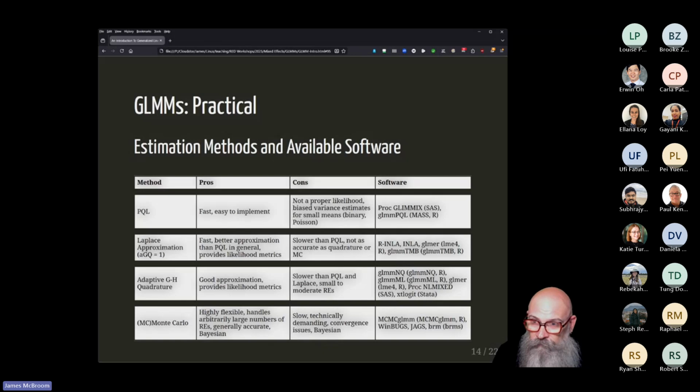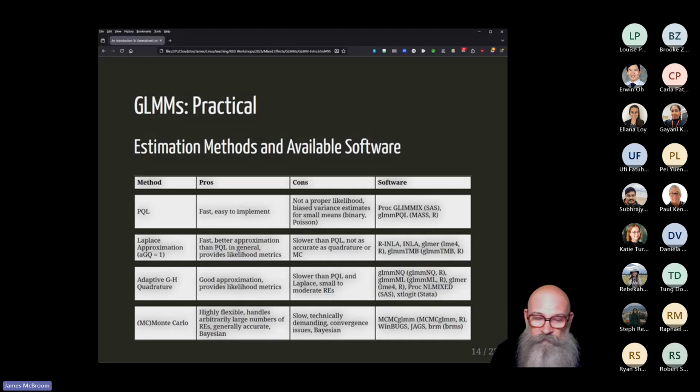There's proc NLMIXED in SAS. That's been around a long time, NLMIXED. Seems to do a pretty workmanlike job. I don't know Stata particularly well, but in the last workshop, I think there were a couple of Stata users, so I thought I'd throw in XTLOGIT from Stata. But don't ask me about that one. I haven't used Stata for probably 30 years, maybe.